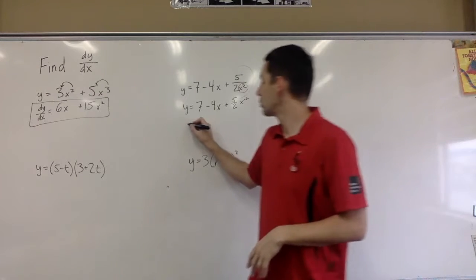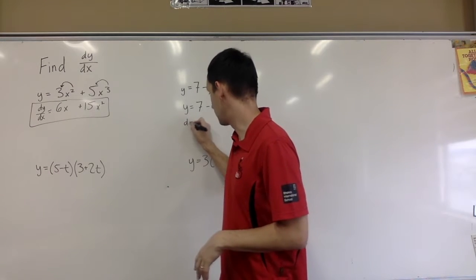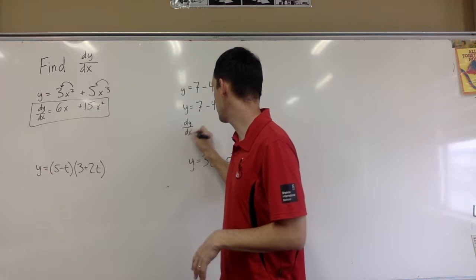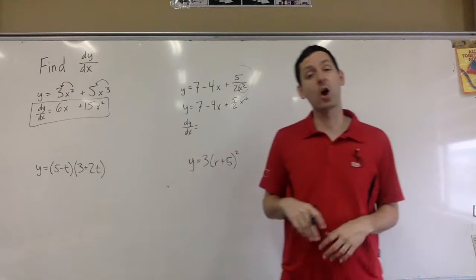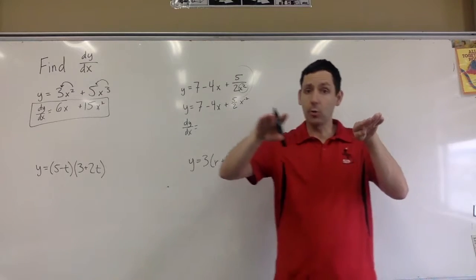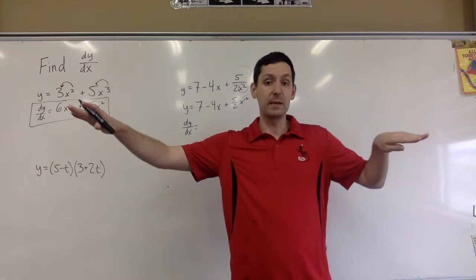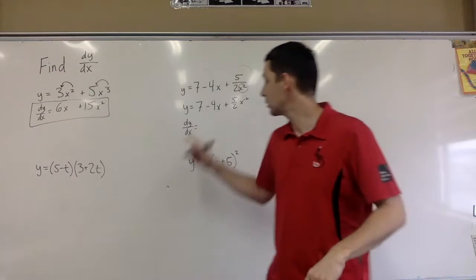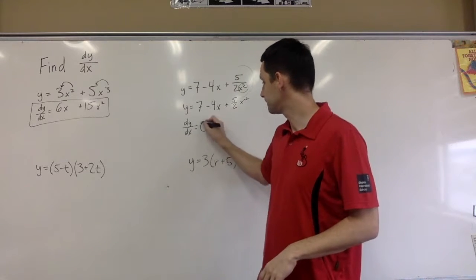derivative. So now I'm actually going to go dy dx. You may remember that the derivative of a constant is 0. The reason for that is because if the value is always 7, then the slope is 0. It's a flat line. So the derivative of 7 is 0.